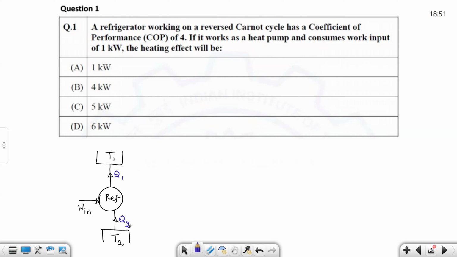So refrigerator working on a reversed Carnot cycle. So this is reversed Carnot cycle. So that means COP of refrigerator, which is Carnot refrigerator, is lower temperature by this temperature difference.